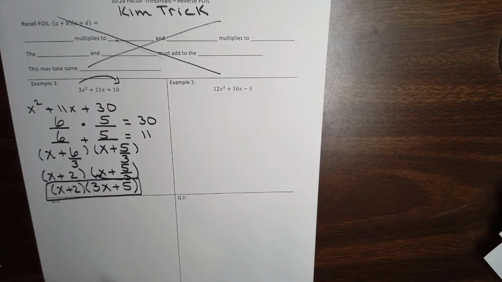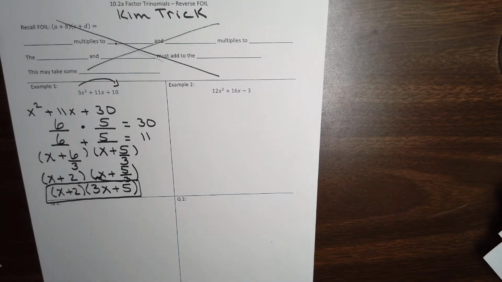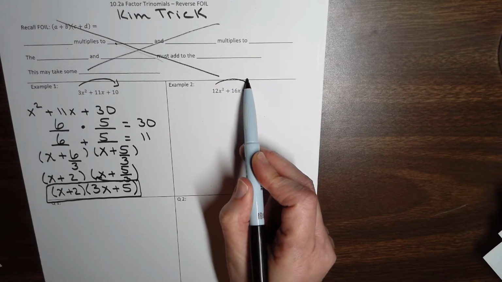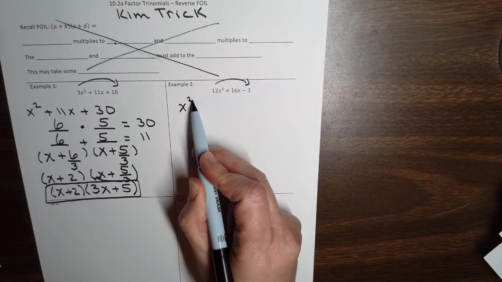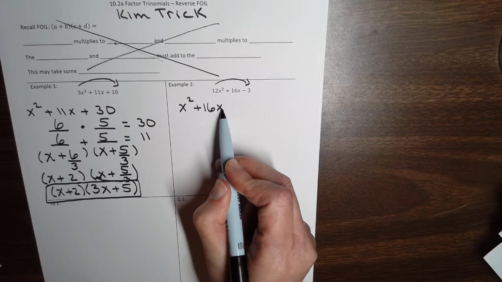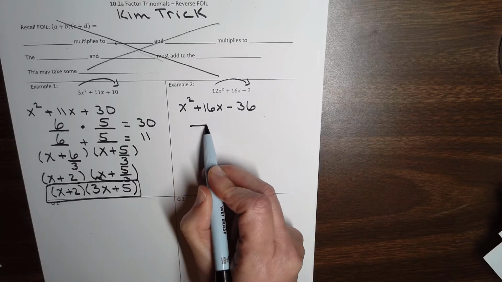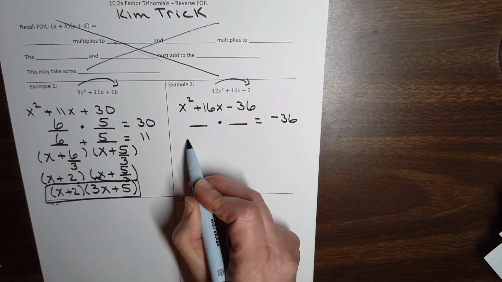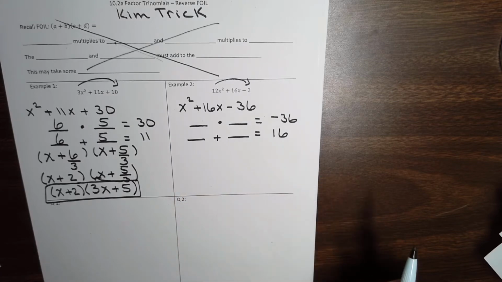Okay, let's try that again using the Kim trick with example number 2. Looking at example number 2, we notice that there is no GCF that we can factor out, so we go to step number 2. We take our leading coefficient and multiply it by the last term, so that would give me x squared plus 16x minus 36. We're trying to find a combination of two numbers where, when I multiply them together, I get negative 36, and when I add those two numbers together, I get a positive 16.